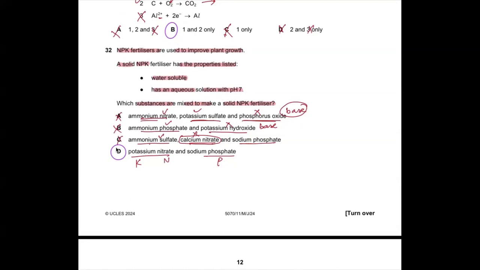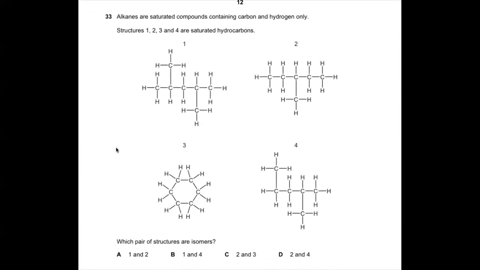I hope till here it's clear. Now MCQ number 33. Alkenes are saturated compounds containing carbon and hydrogen only. The structures 1, 2, 3, and 4 are saturated hydrocarbons. Which pair of structures are isomers? Okay. So it's really easy over here. If you count 1, 2, 3, 4, 5, 6, 7, it has 7 carbons. So it means 7 times 2 is 14, 14 plus 2 is 16.